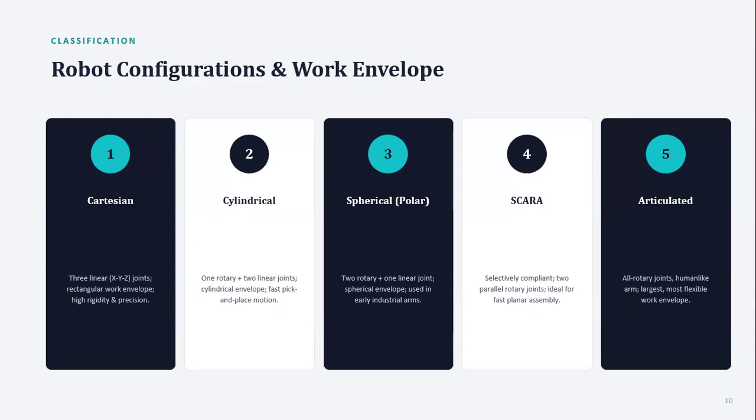SCARA robots are widely used for high-speed assembly operations. Articulated robots resemble the human arm and are the most versatile industrial robots. Each configuration offers unique advantages depending on the intended applications.